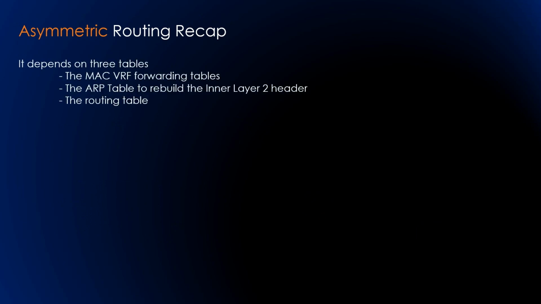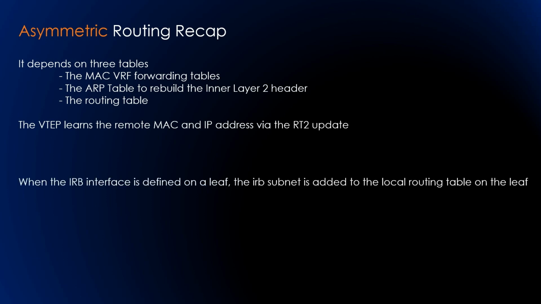So what do we learn from asymmetric routing? Asymmetric routing IRB depends on three tables: the MAC VRF forwarding table, the VPN adjacency ARP table to rebuild the inner layer 2 header, and the routing table. So the VTEP learns the MAC and IP address of a remote host via route type 2. The host MAC address is installed in the MAC VRF specified by the VNI in the update, and the next hop is set to be the remote VTEP plus the VNI.